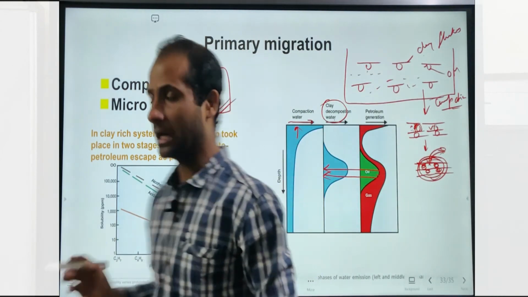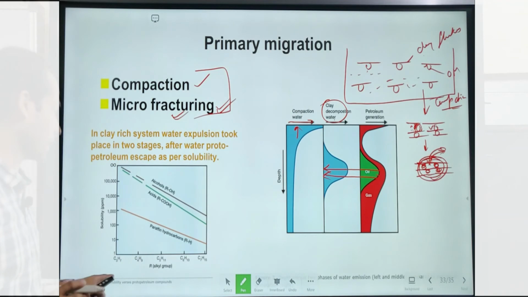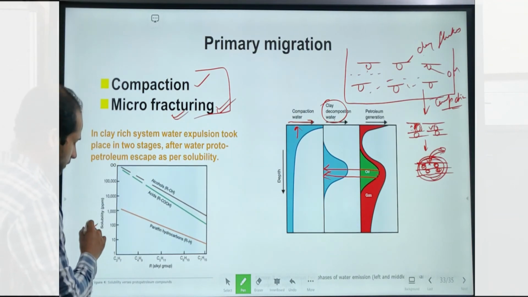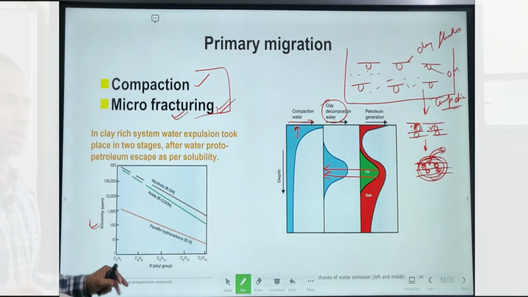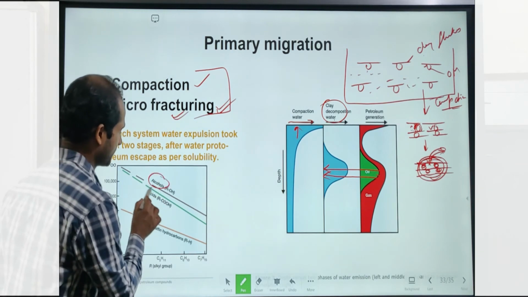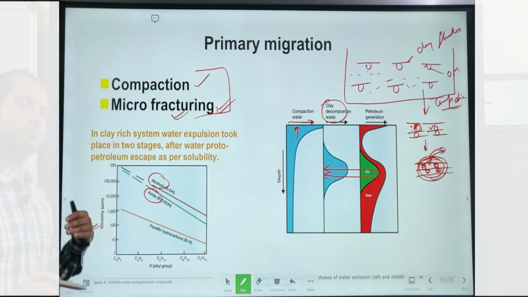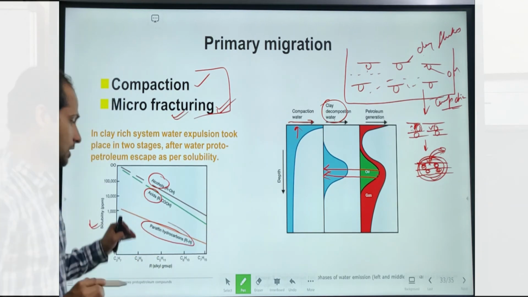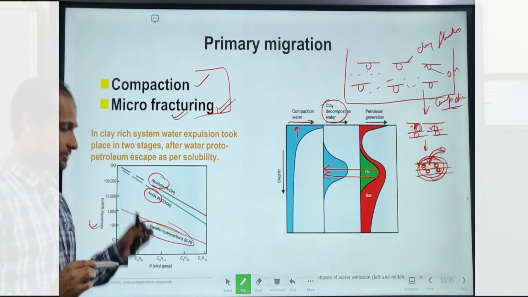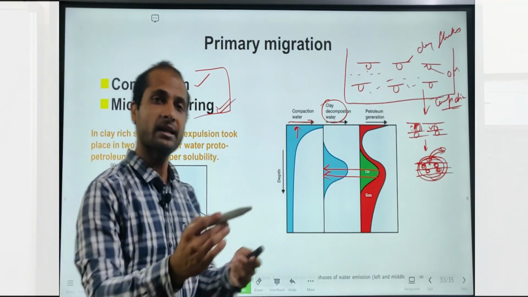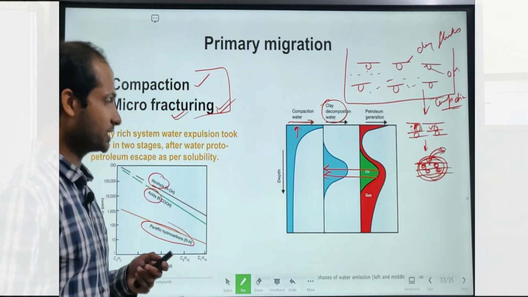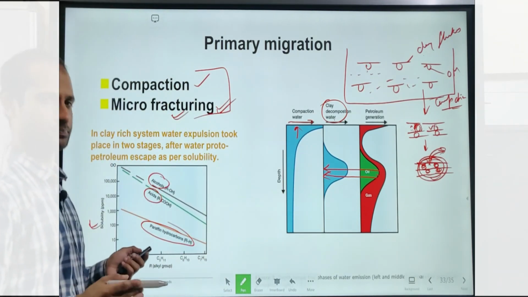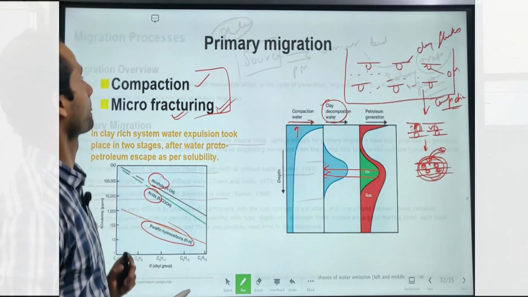And if we see the solubility of these hydrocarbons, this is the solubility plot, and we see that alcohol and acid are relatively more soluble than paraffin hydrocarbons. So paraffins are less soluble, that's why during migration they are easily separated out from the water without much problem.